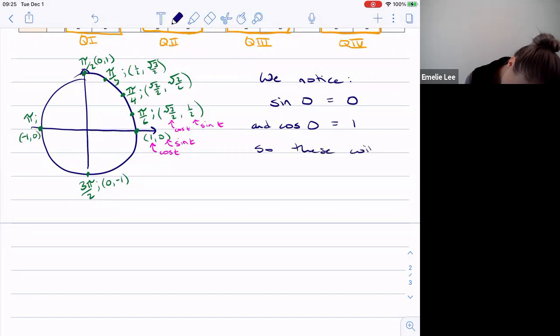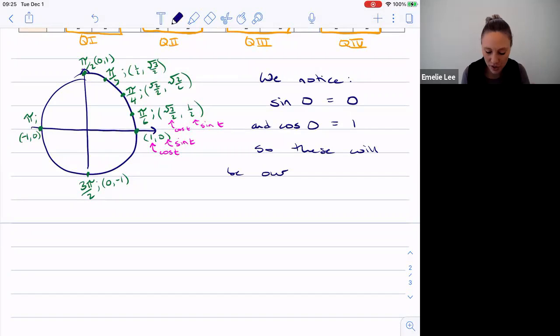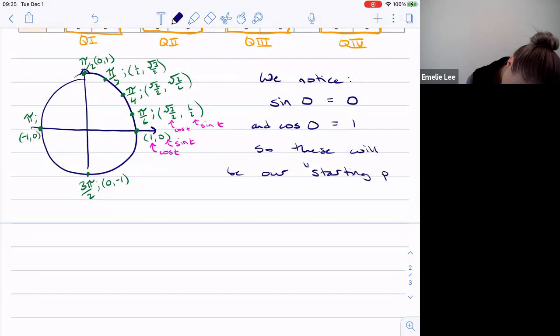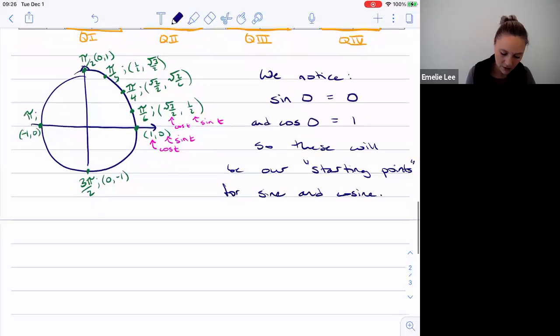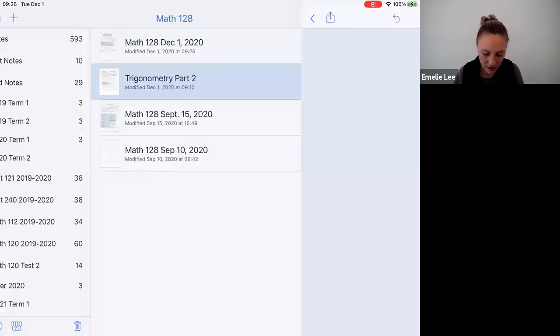So these will be our, I'll put it in quotes, starting points for sine and cosine. Okay, so let's have a look at some of these graphs.